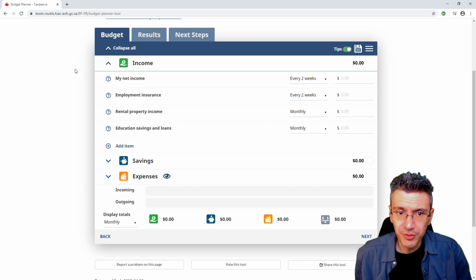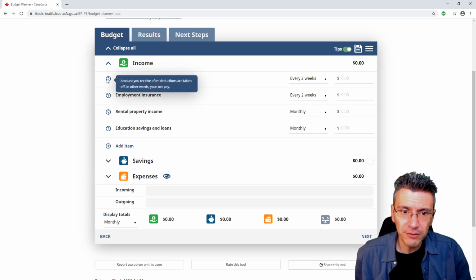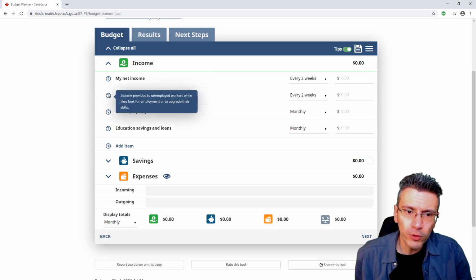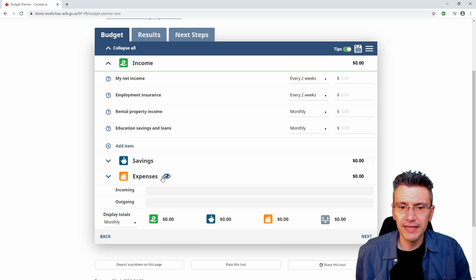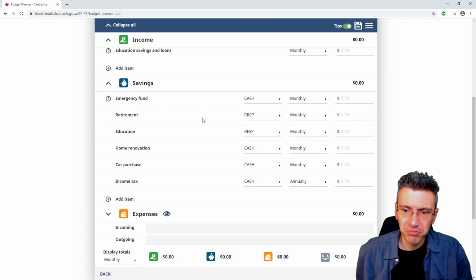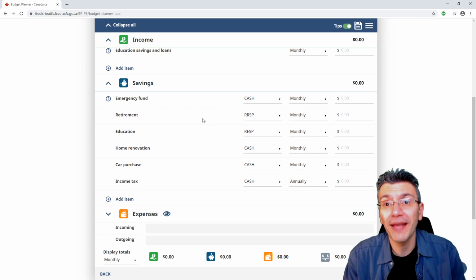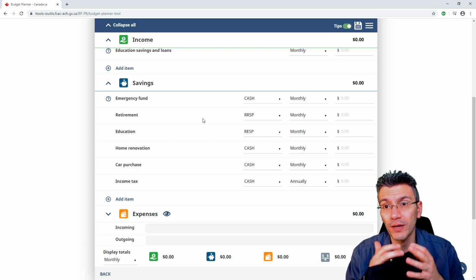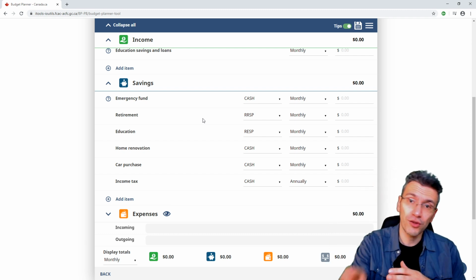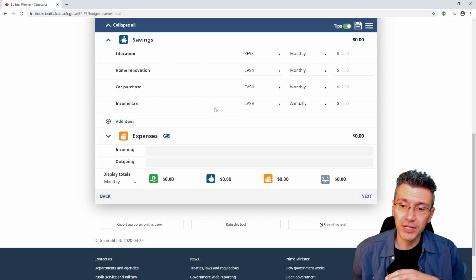You're mentioning how much you're making. If you're ever wondering what net income is, it's the amount you receive after deductions. Just hold your mouse over the question marks, and they'll tell you exactly what it is. And you can see it just goes step by step. A lot of people that overspend, the main reason they overspend is because they don't have a budget. Here's a free, secure budgeting calculator to use.